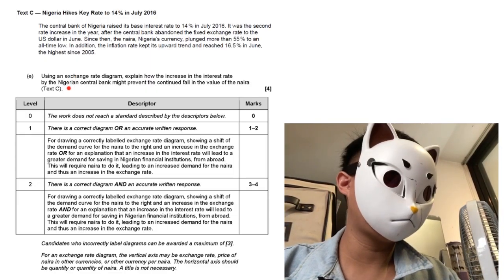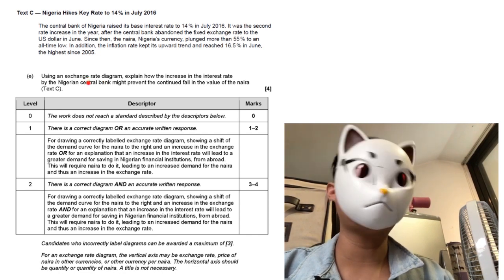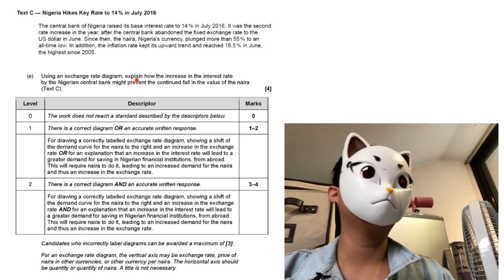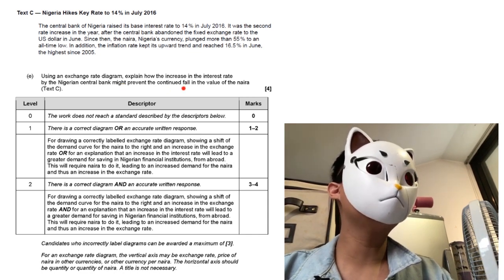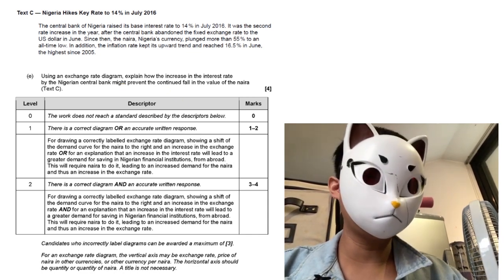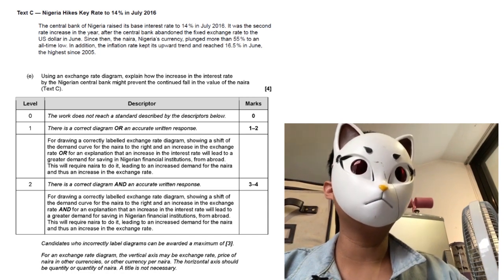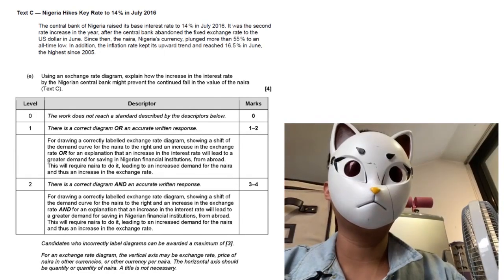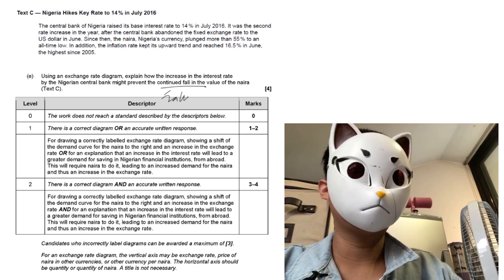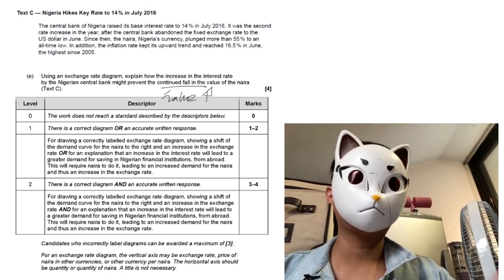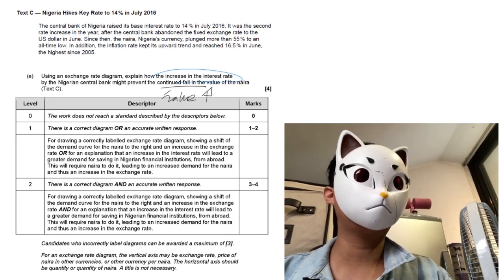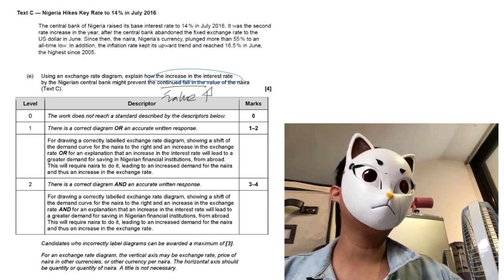For part E, we have to make use of an exchange rate diagram to talk about how the increase in the interest rate would affect the fall in the value. To prevent the fall in value, I will put it this way: that means the value would rise, right? When the value rises, it will prevent the fall. So first of all, we have to explain what happens with the increase in the interest rate. What are the effects?